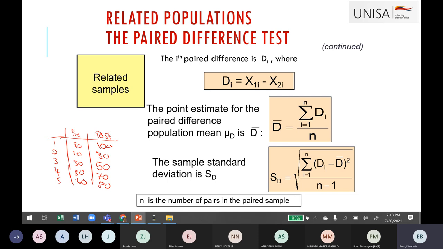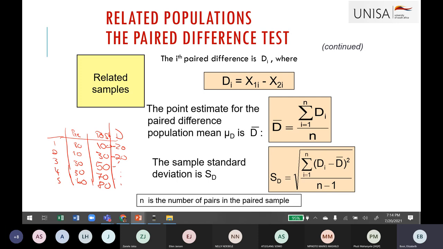So in order for us to calculate, we need to find the difference. So we need to say 80 minus 100, which is minus 20. That's our D, our difference. 10 minus 30 is minus 20. Oh, I must not forget the minus. 30 minus 50 is minus 20, and you have the idea.